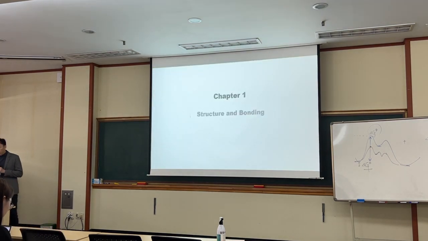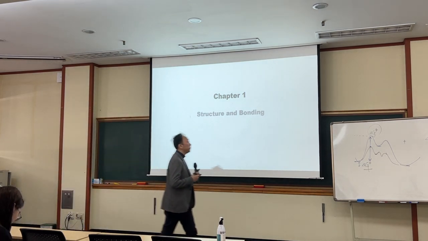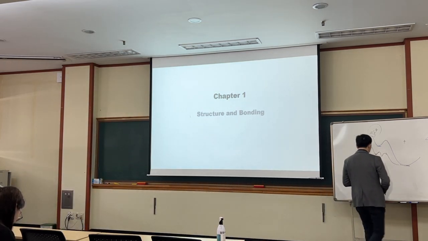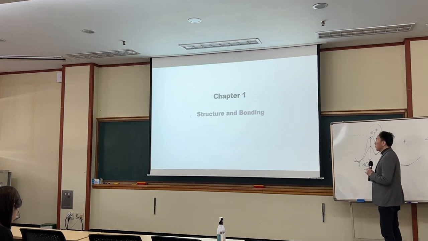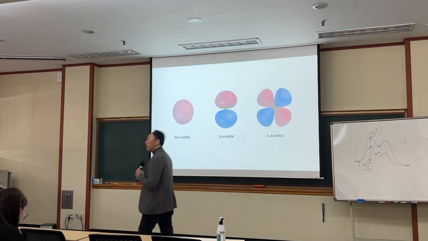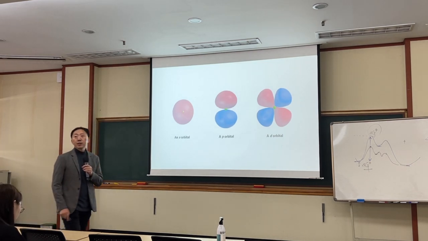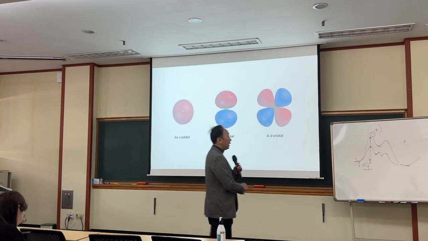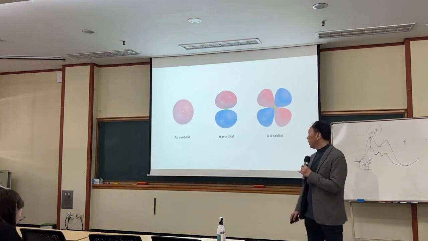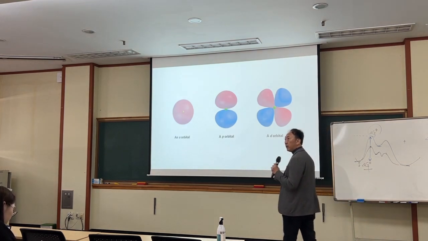Okay, today we quickly summarize everything we have learned during this semester. Chapter 1 was structure and chemical bonding. Bonding is composed of electrons, not nucleus. Right? So for those electrons, the shapes of atomic electron orbitals include the s orbital, p orbital, and d orbital, with shapes like this.